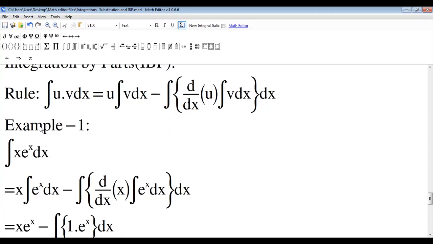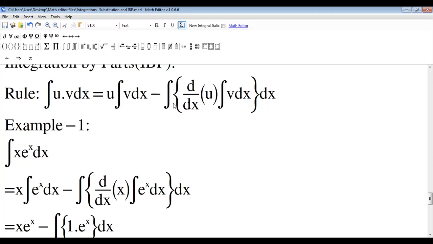Suppose, for an example, we have to find the integration of x times e to the power x. This is the product of two functions. When there is a product of two functions, then we have to use this rule. So the first function is x and the second function is e to the power x. The first function x equals u, and the second function v equals e to the power x.